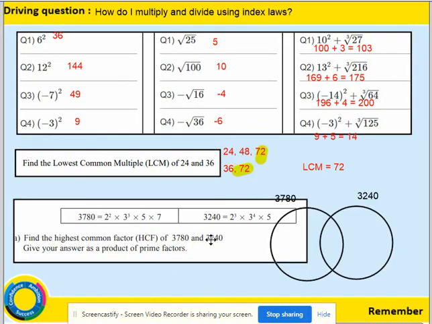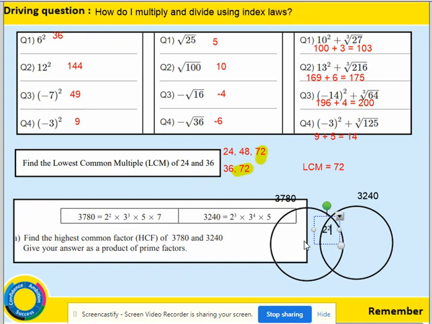For this question here, find the highest common factor of 3,780 and 3,240. Give your answer as a product of prime factors. Now, because these are such large numbers, we're much better off doing a Venn diagram. To find the highest common factor, they've already written each number as a product of its prime factors, and we put the common prime factors in the crossover part of the Venn diagram. So if we look at the 2s, there's a 2 squared and a 2 cubed, so the highest common factor would be 2 squared there.